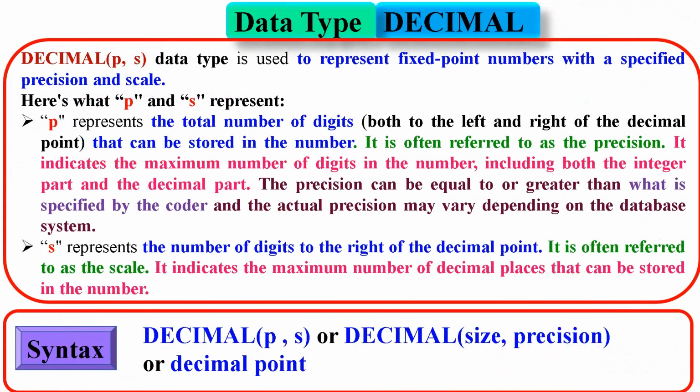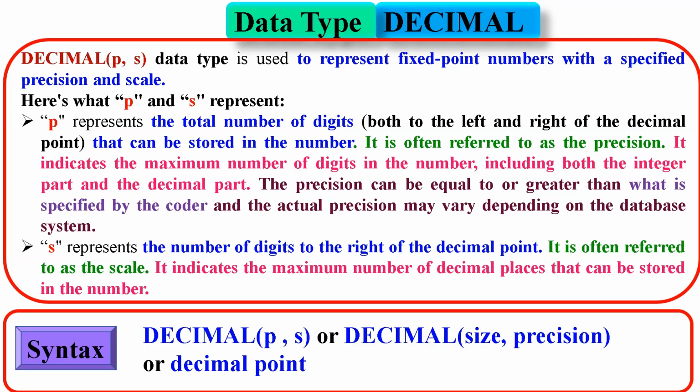The next data type is decimal. Decimal of p, s data type is used to represent fixed point numbers with a specified precision and scale. Here's what p and s represent. P represents the total number of digits, both to the left and right of the decimal point, that can be stored in the number. It is often referred to as the precision. It indicates the maximum number of digits in the number, including both the integer part and the decimal part.